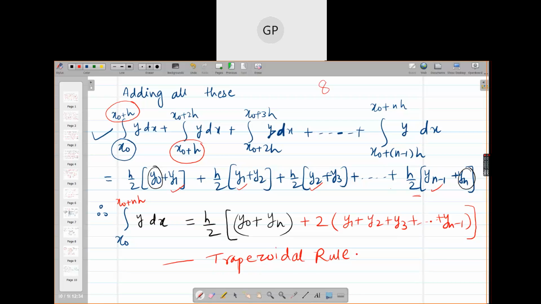Yes, ma'am. This is an 8 marks question. First you have to derive the general quadrature formula and hence derive the trapezoidal rule. So this is an 8 marks question. Please remember this. And this is very easy to remember. h by 2 into bracket, first and last coordinates, the extreme y values, plus 2 times all intermediate y values. Very easy to remember.